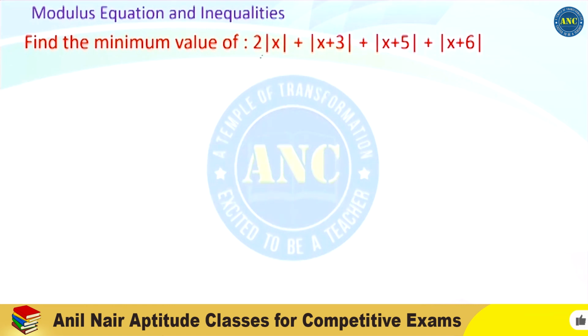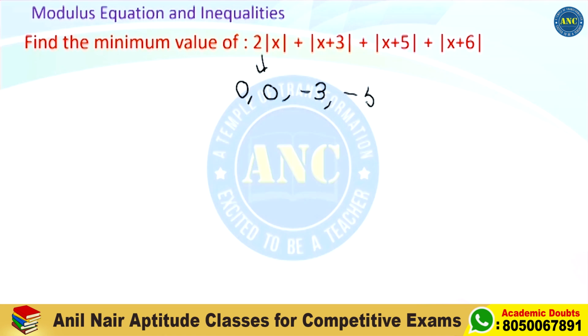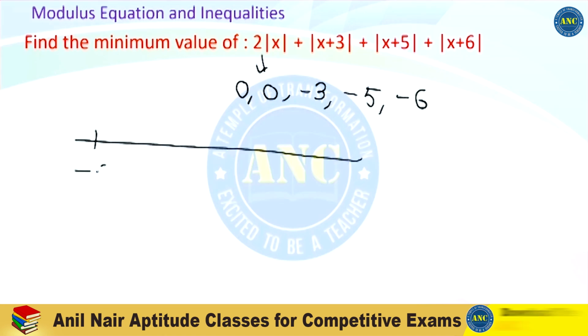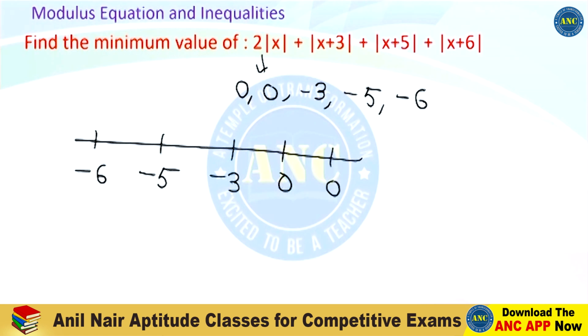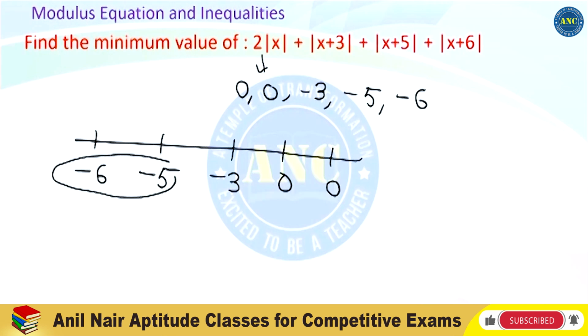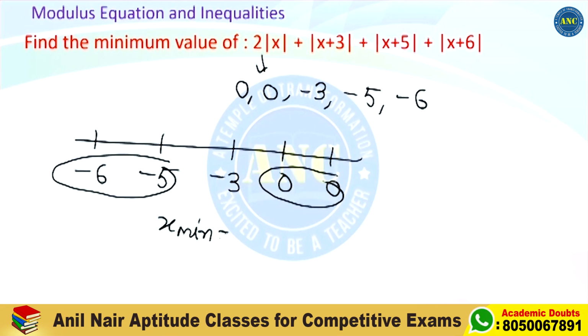Next one. These are nothing but x written 0 times, 0 comma 0. These are nothing but minus 3, these are nothing but minus 5, these are nothing but minus 6. If I draw it on a number line: minus 6, minus 5, minus 3, and 0, and it is 0. Totally 2 mod x is nothing but mod x plus mod x. Totally 5 modulus functions are there, 2 to the left and 2 to the right. So x minimum will be minus 3.